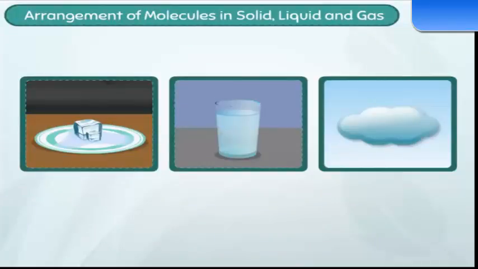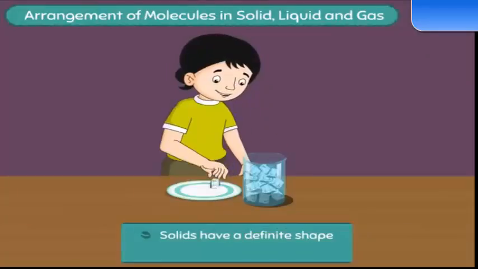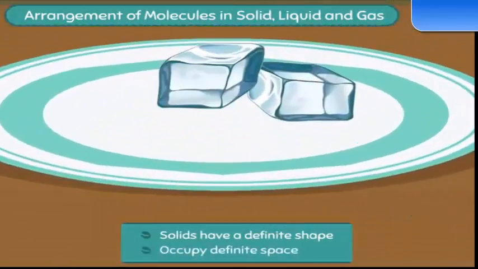When we freeze water, it gets converted to ice. When we supply heat or energy to ice, it gets converted to water. And when we supply extra energy to that water, it gets converted to water vapor or gaseous form. So first we will see the properties of solid.